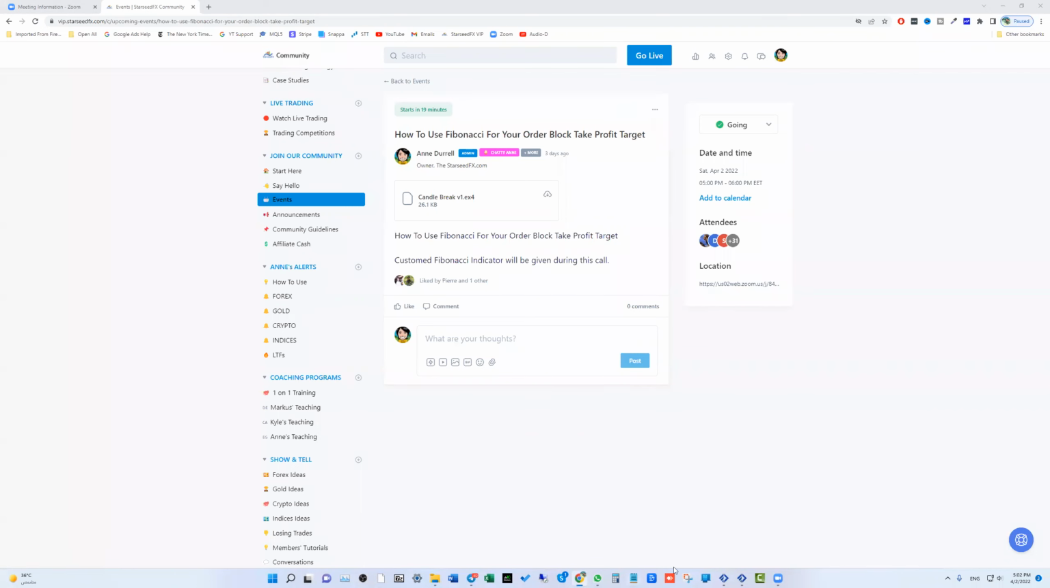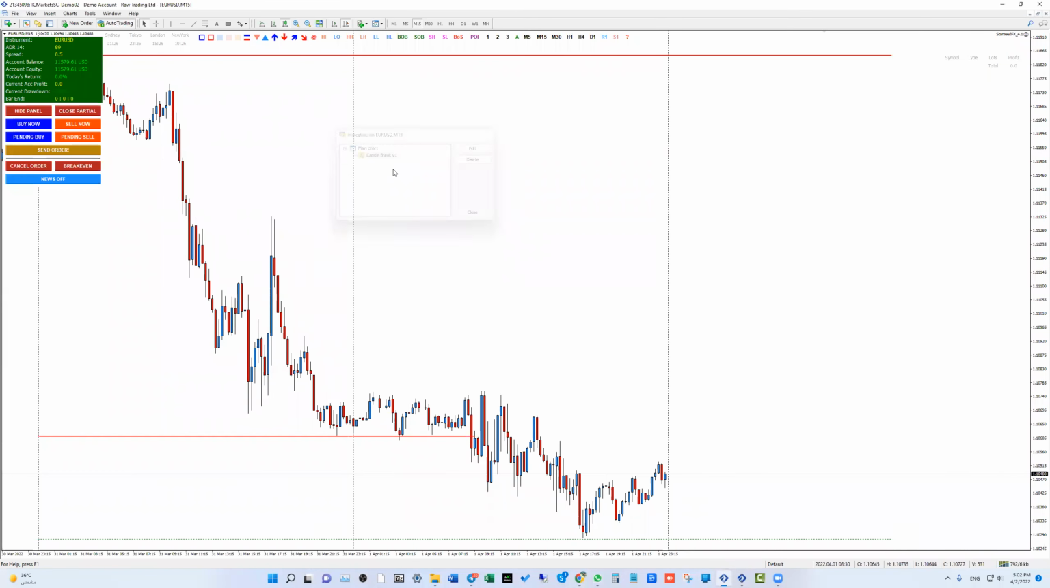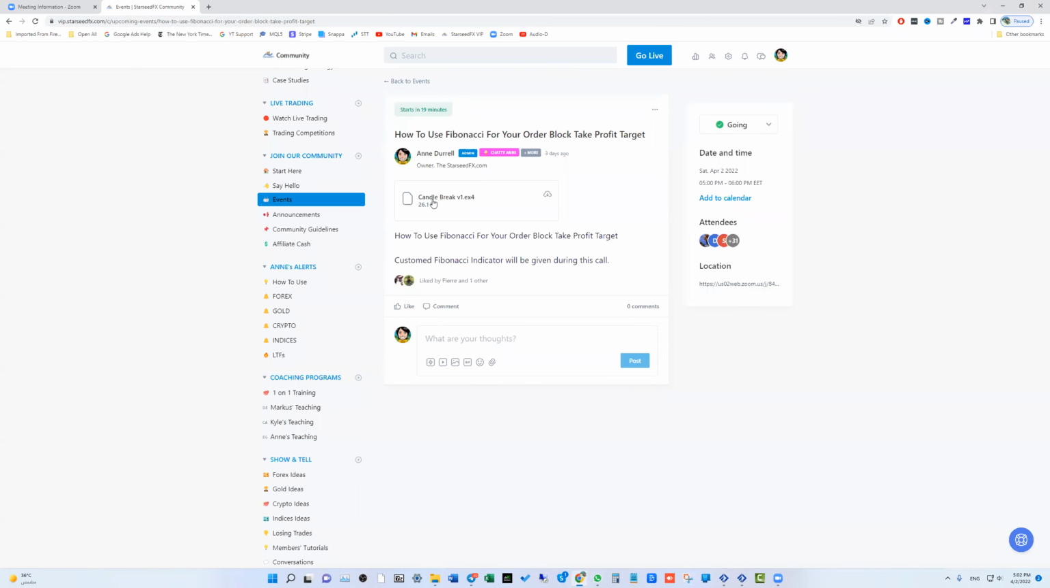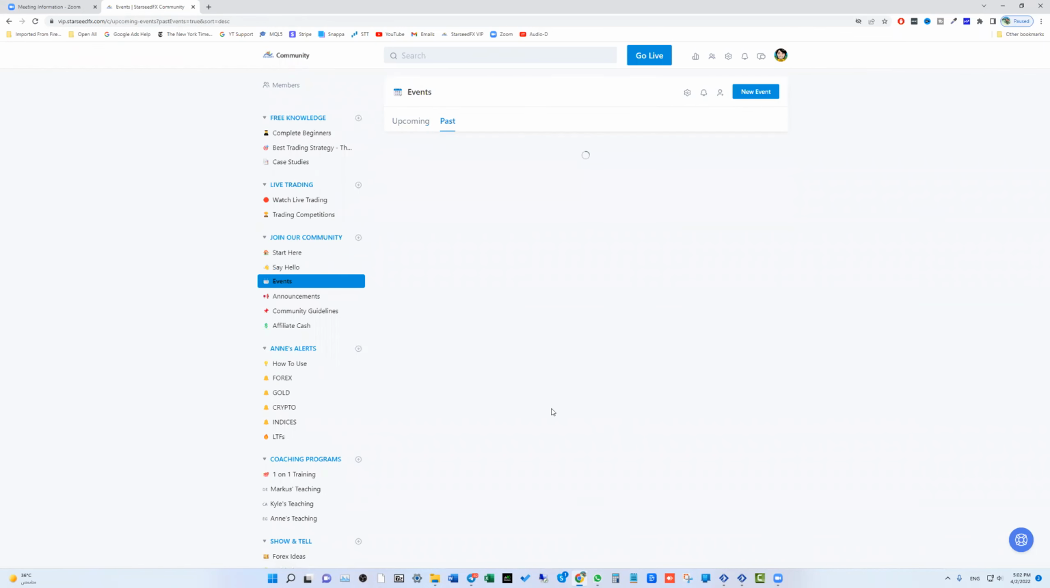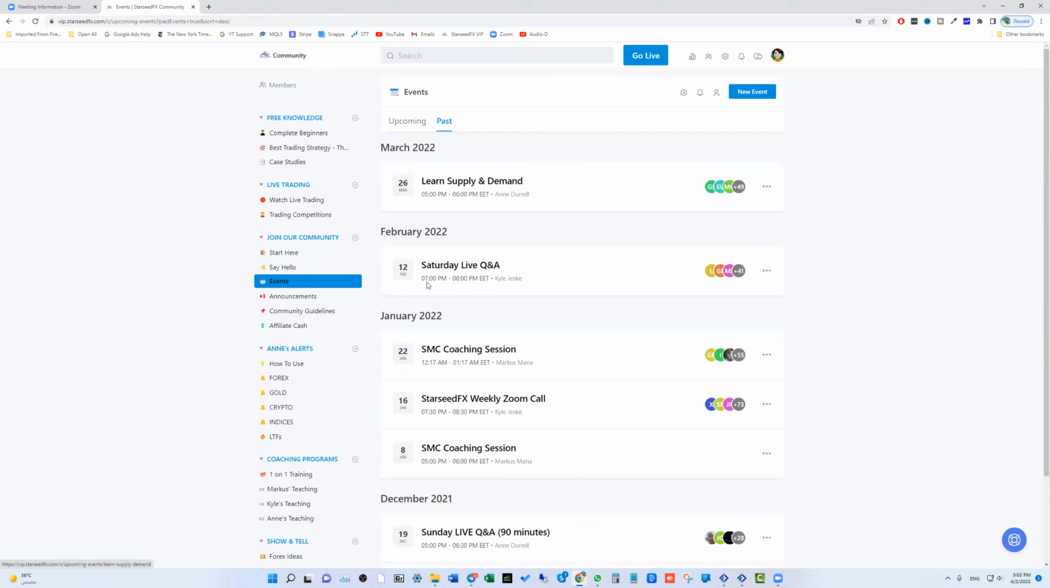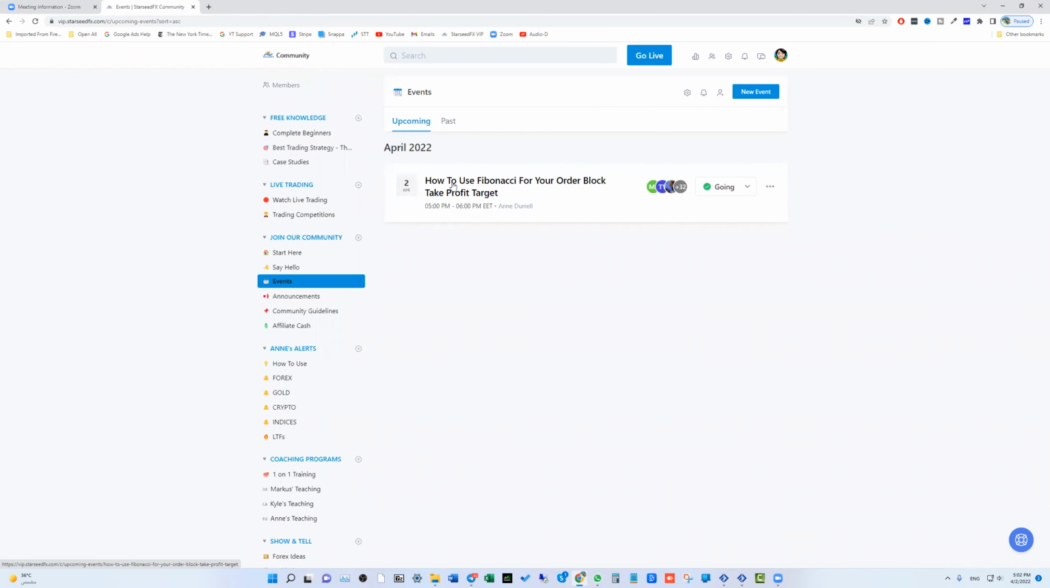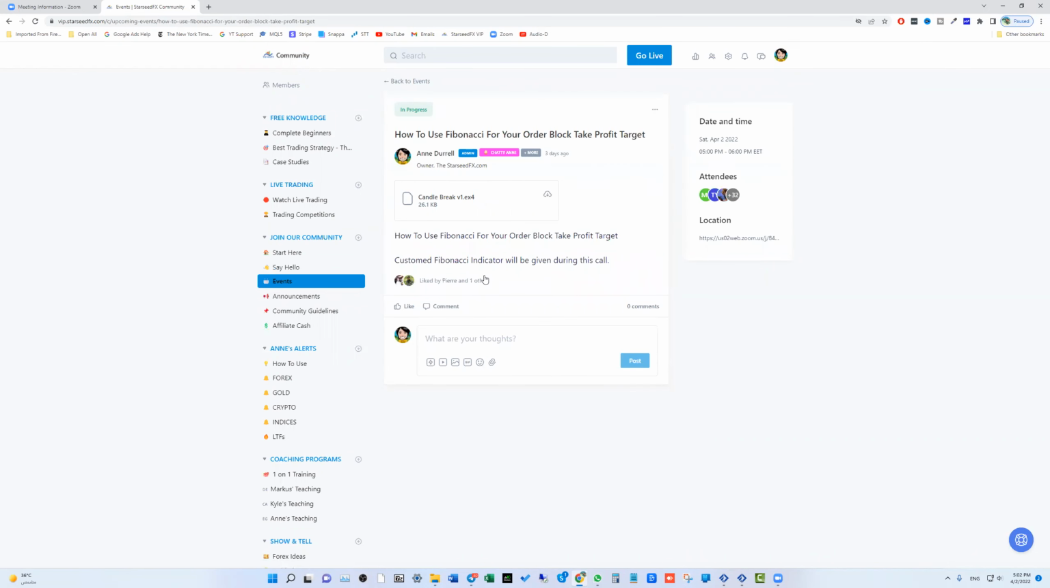All right, so let me open the demo account here. Today we are going to learn how to use Fibonacci for our take profit target, and I already shared the indicator on the website at the event, how to use Fibonacci. If you want to take a look at past events, which are Zoom calls, you just click on the event and click on past. For example, here, supply and demand, usually the materials are left in here, including this one, how to use Fibonacci. Later on, the recording will be here, and also the indicator will be placed here.